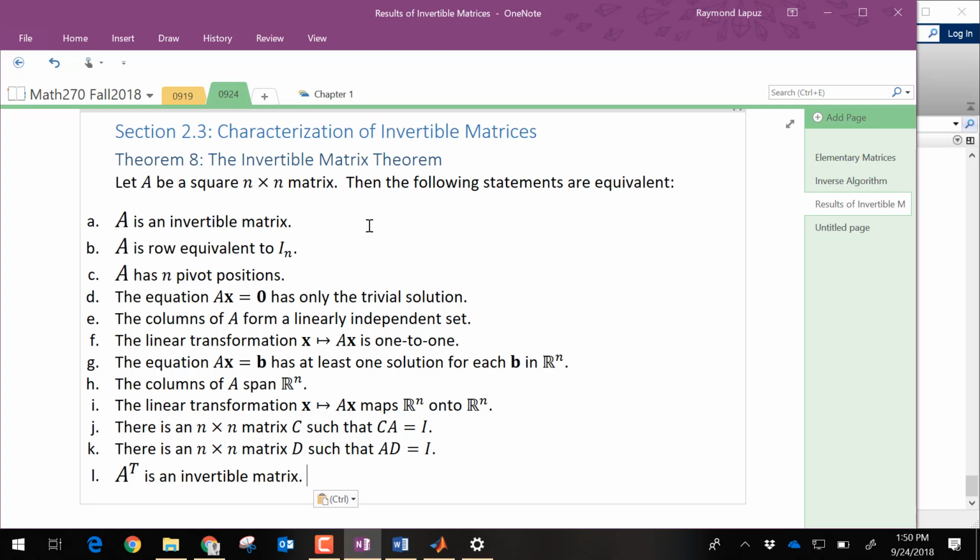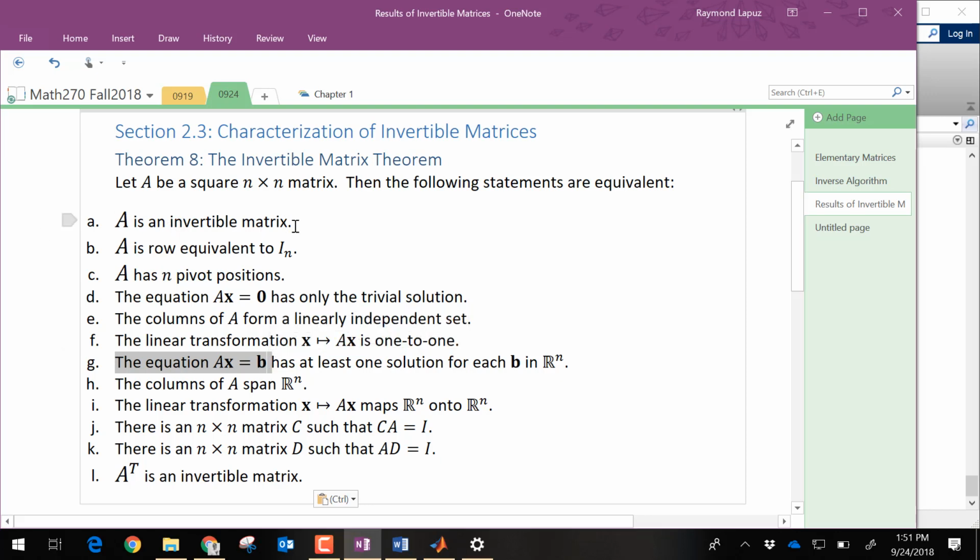Well, the main motivation was to be able to solve for AX equals B. So you just take the inverse, so x is equal to A inverse times B. That's one of the main motivations. But aside from that, it turns out that there's a whole bunch of other important things that come along with it. So let me just read through this.